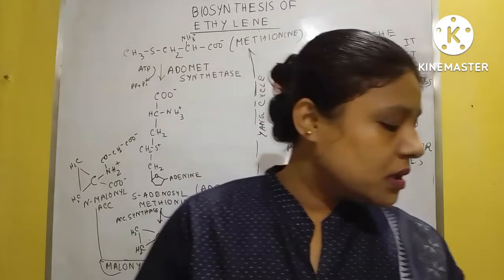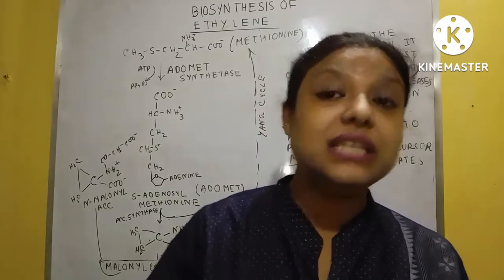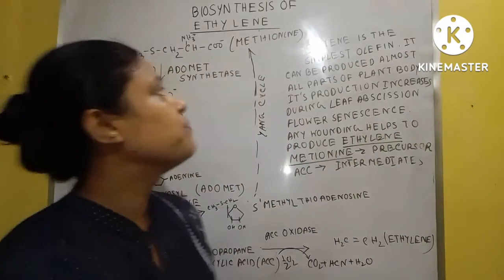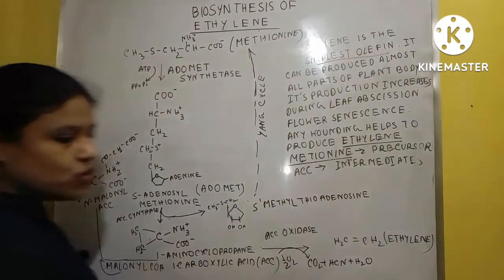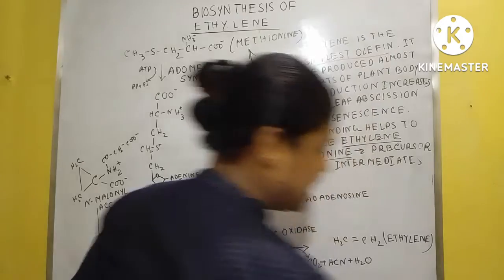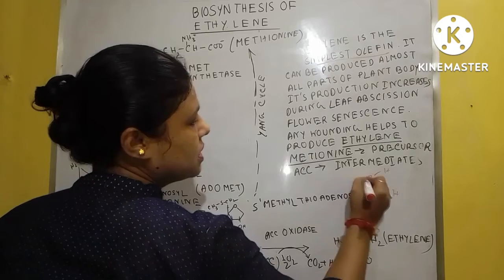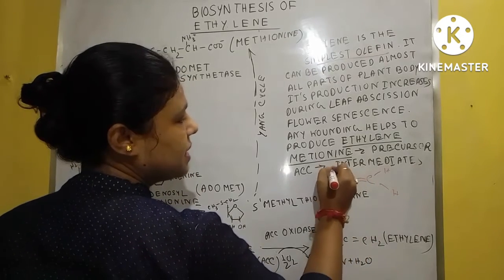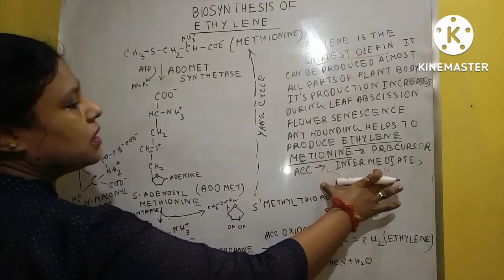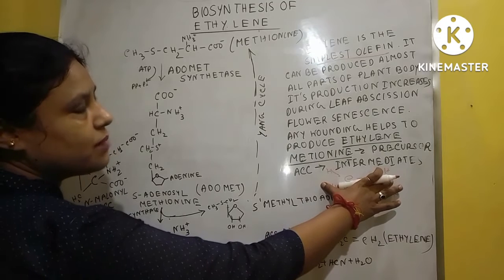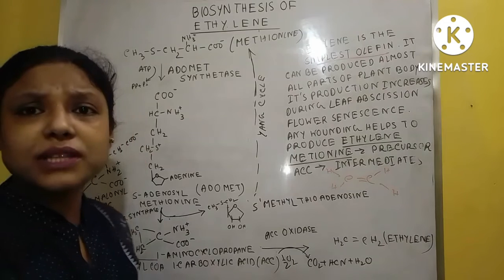Okay. So this is the biosynthesis of ethylene. First of all, we have to know what ethylene is. Ethylene is actually the simplest olefin, and its structure is CH2=CH2. This is the structure of ethylene. Clear? It is one type of olefin, the simplest olefin. And generally it is found all over the plant's body parts.